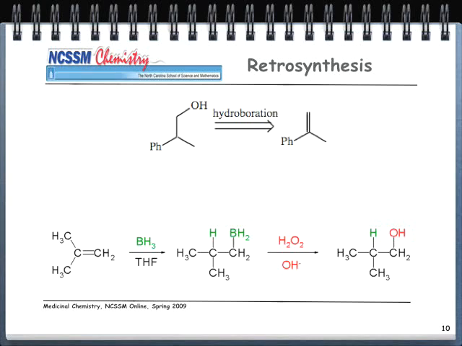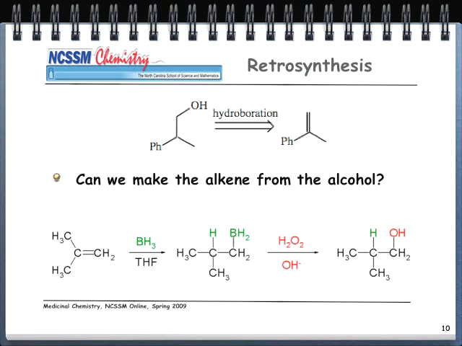Okay, so I'm going to do that. I'm going to work backwards, and then once I have the primary alcohol, I can do a process called hydroboration. That's another one of the mechanisms that you would have learned in organic chemistry. And that answers the question, can we make the alkene from the alcohol? Okay. And the reaction again that I use is hydroboration there.